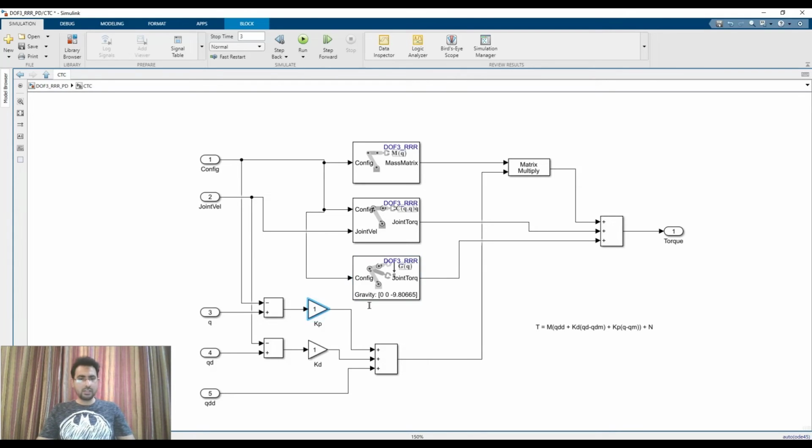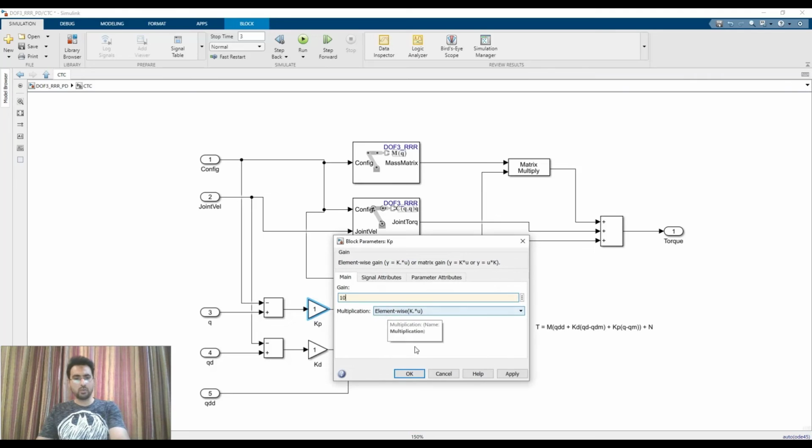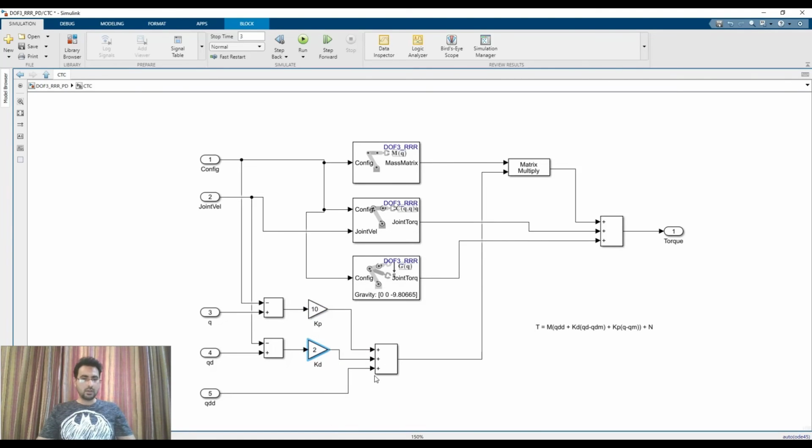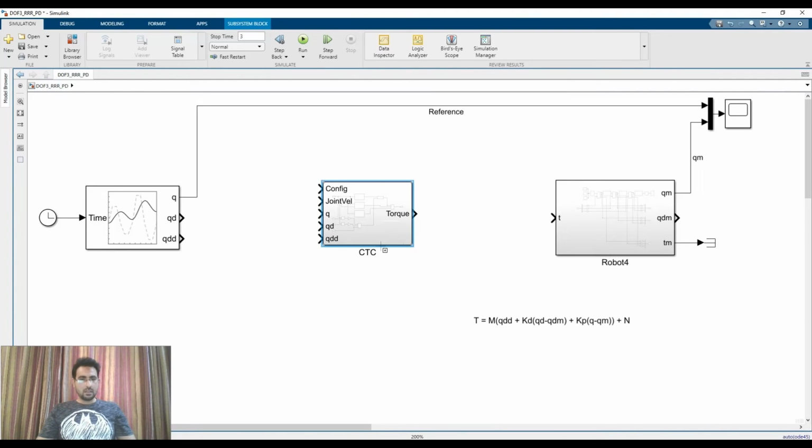So right now, let's suppose for Kp, I use 10, and for Kd, I'm going to use, let's suppose, 2. So let's see what happens. On the outside, I'm just going to connect this torque to this robot.